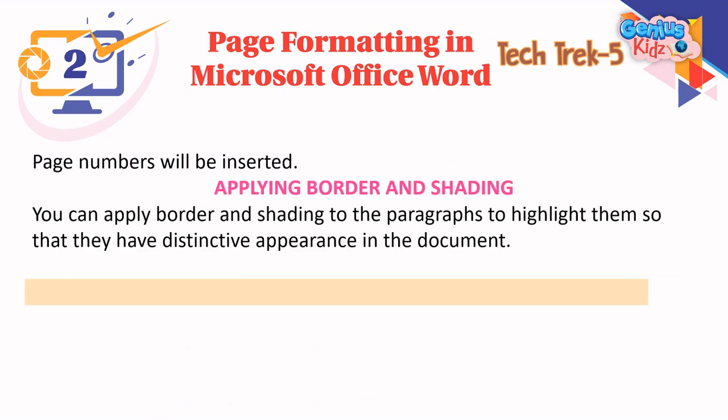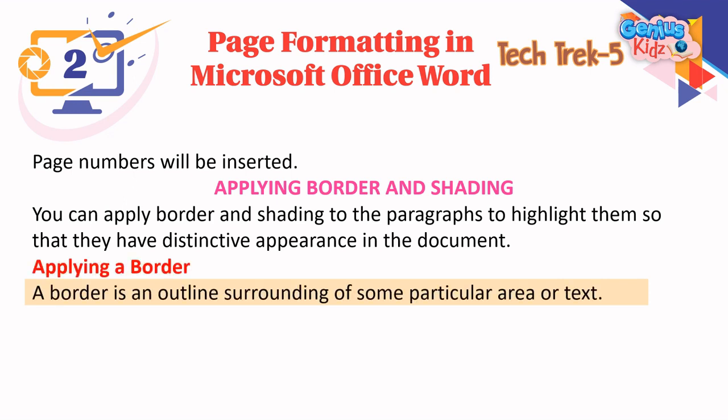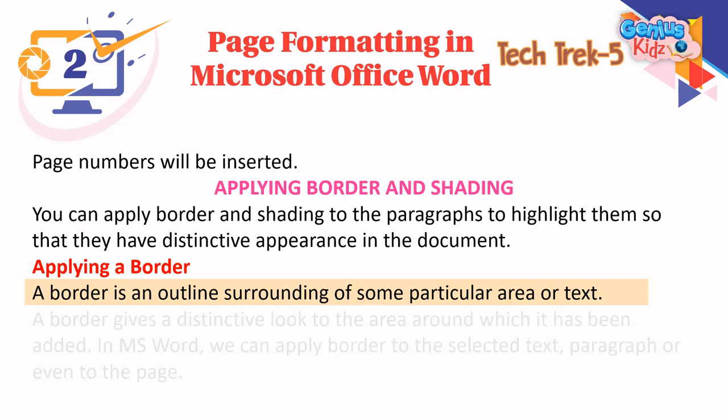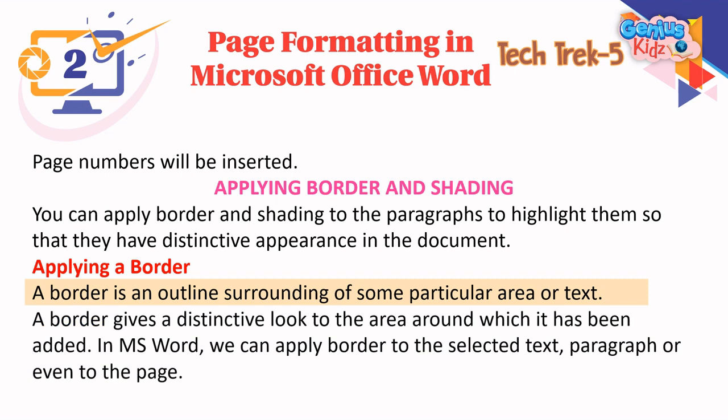Applying border and shading. You can apply border and shading to the paragraphs to highlight them so that they have distinctive appearance in the document. Applying a border. A border is an outline surrounding some particular area or text. A border gives a distinctive look to the area around which it has been added. In MS Word, we can apply border to the selected text, paragraph, or even to the page.